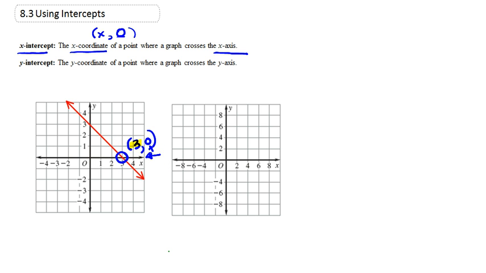Now let's find the y-intercept. That's the y-coordinate. So now we're looking for y of a point where the graph crosses the y-axis. That happens right here. So what is this point? Well, it's on the y-axis, so x has to be 0. So now we know that x is always going to have to be 0 for it to cross the y-axis. And the y-coordinate is a 3. So that means the y-intercept for this particular line is 3.